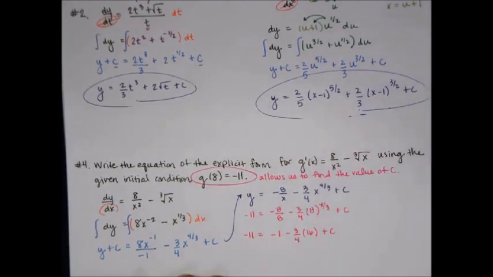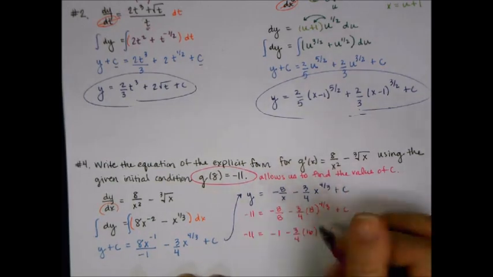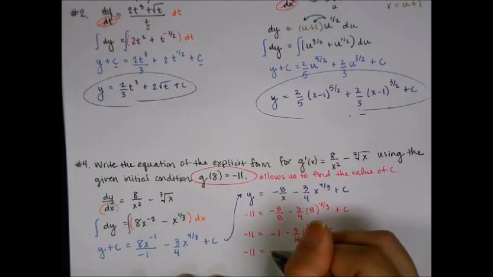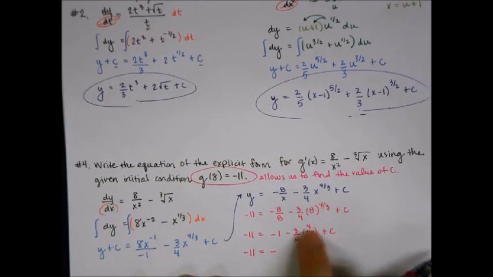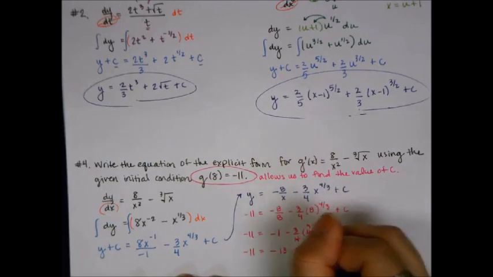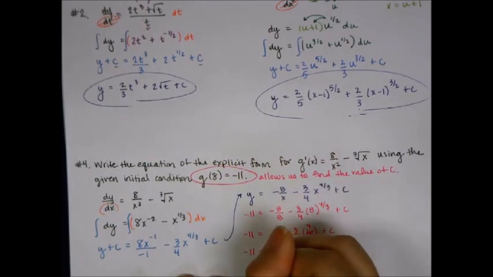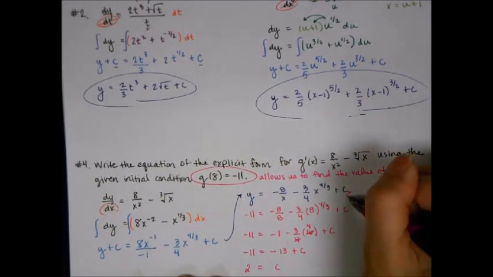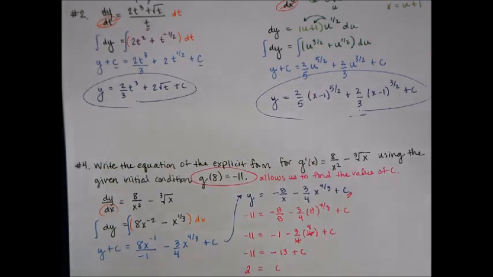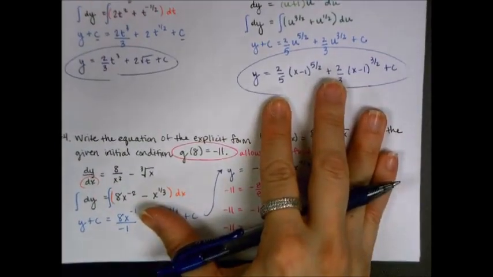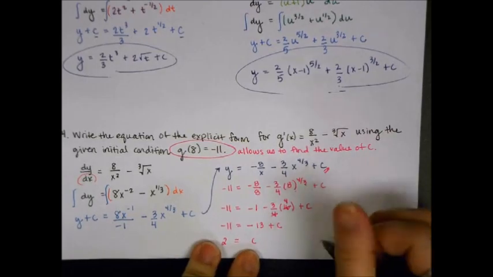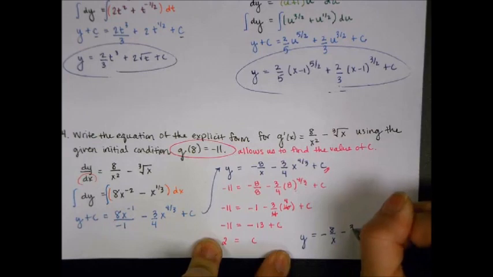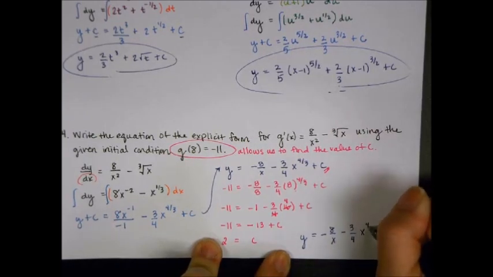So 4 divides 16 4 times. -11 is equal to -1 minus 12, so negative 13 plus c. And if we add 13 to negative 11, we're going to get 2. So now we just take that back and plug it in here for our final answer. So we're going to write this as y is equal to negative 8 over x minus 3/4 x to the 4/3 plus 2. And that's our final answer.